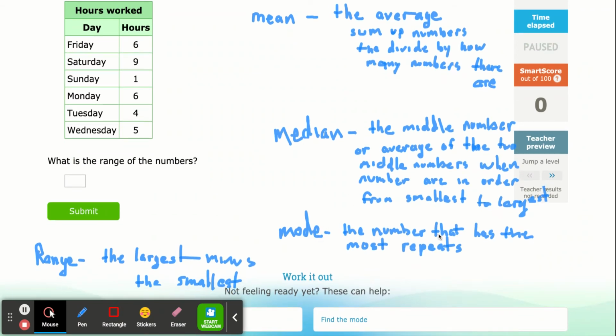The mode is the number that has the most repetition, or repeats the most often. And the range is the largest number minus the smallest number. The largest minus the smallest. Again, write these down so you have them in your notes.